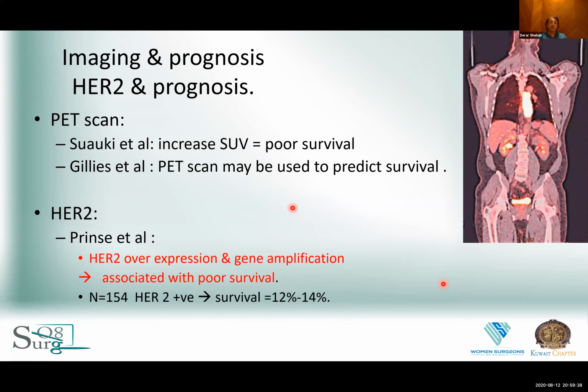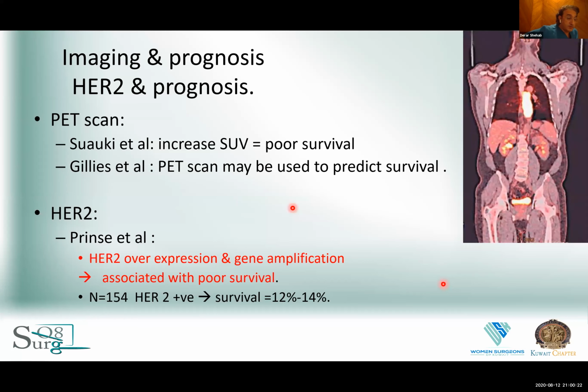Sometimes we can predict the survival or prognosis preoperatively, before the surgery or before pathology. A PET scan can predict the prognosis. For example, it was found that if there is an increase in SUV uptake on PET scan, the prognosis is poor. The same thing if HER2 overexpression and gene amplification are found on the biopsy: then the survival is going to be poor. So imaging and HER2 overexpression can predict prognosis and survival.